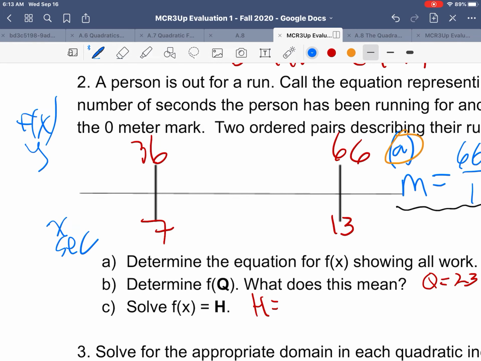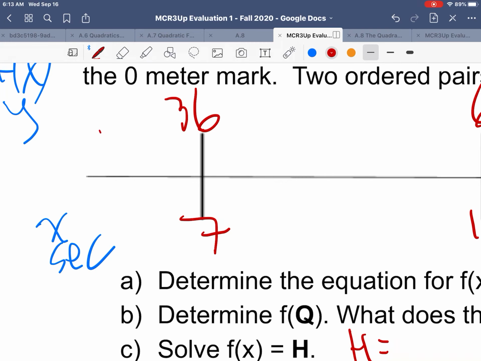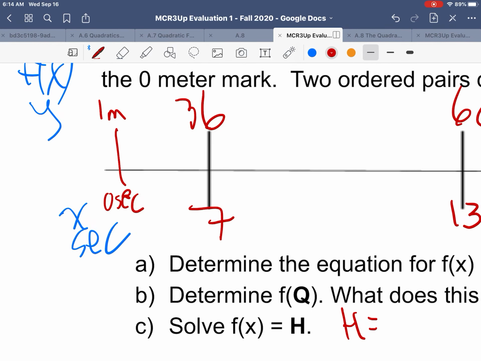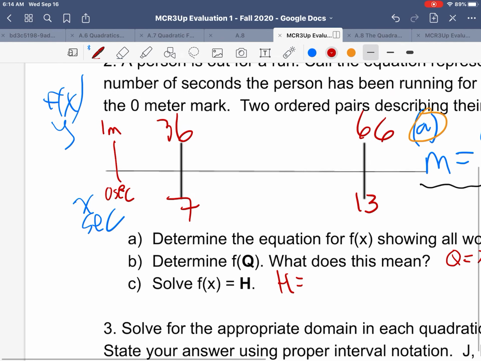As it turns out, many of you figured out the equation of the line that way. At 0 seconds, now you didn't have to figure this out, but at 0 seconds they were at the 1 meter mark. In other words, they didn't start at 0 meters, they actually started their run at the 1 meter mark. That's important, that's significant.